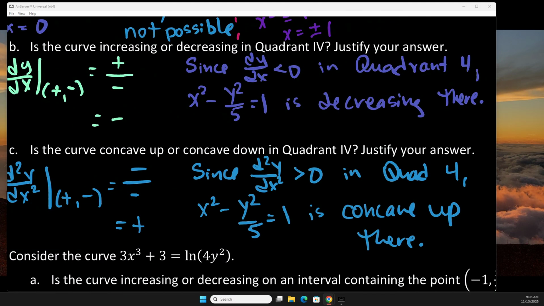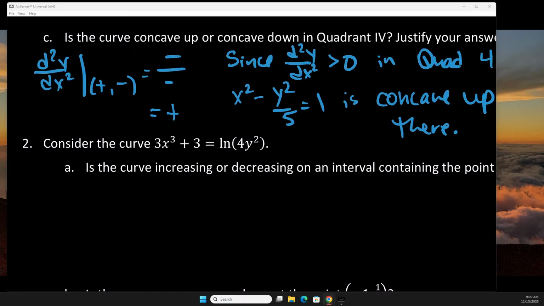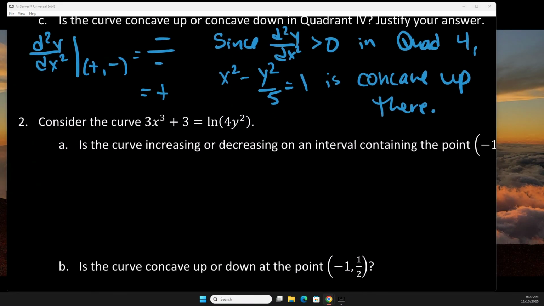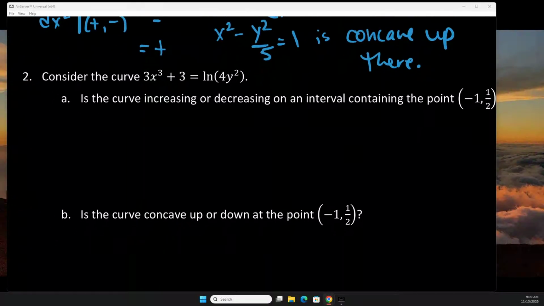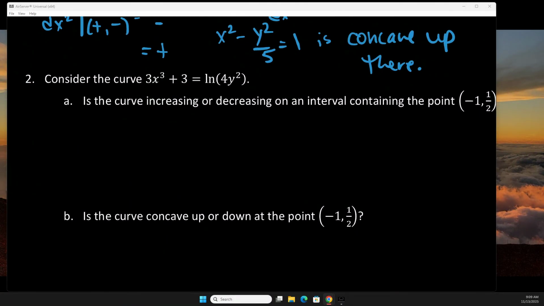And then on the next example, we have this kind of crazy function. It's not a function, it's a relation, this crazy relation that is not easily solved for y. So as we do this problem, we're going to use implicit differentiation. And the first question is about increasing. Now I've been really specific lately that a function can't be increasing at a point. So I reworded this so it wouldn't confuse you. I reworded it to increasing or decreasing on an interval containing a certain point.